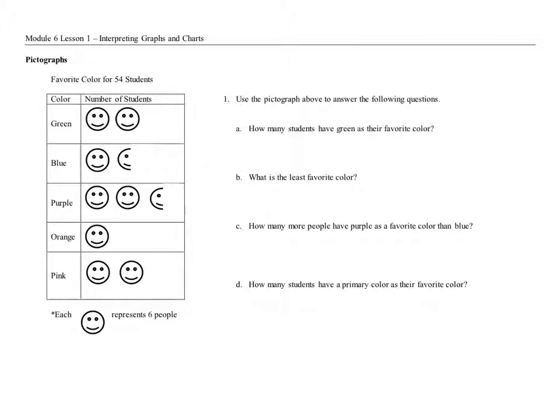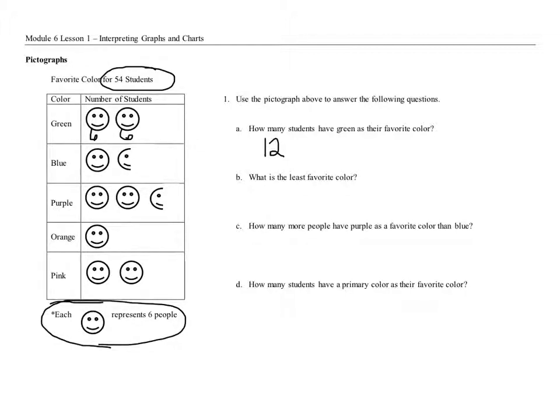So the first thing is a pictograph, and we're going to use it to answer the following questions. How many students have green as their favorite color? A couple of indicators here: there's a total of 54 students, and the bottom says that each one of these little smiley guys represents 6 people. So for green, it's going to be 6 and another 6. So a total of 12 students.